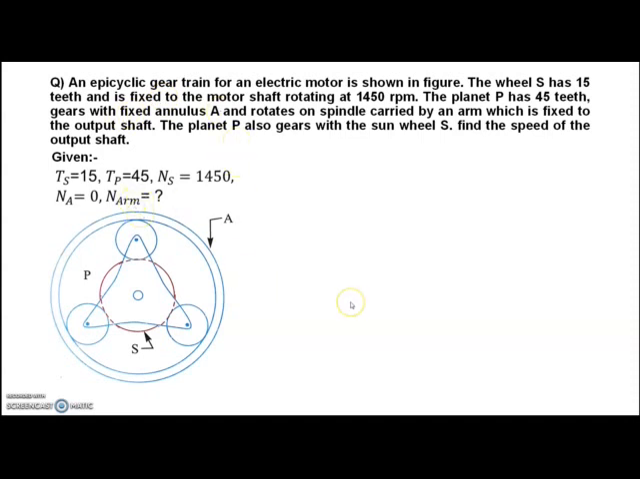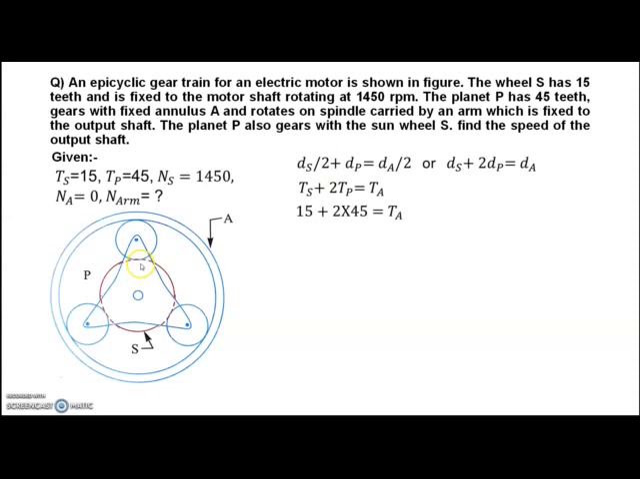And now we have to find out. So what do you think? Whether we have to write the planetary equation for all the speeds? No. Simply we will write the relation between S and A without bothering about P. But before that, we have to find the number of teeth for A. How to find it? Simple, like the previous example we have done.